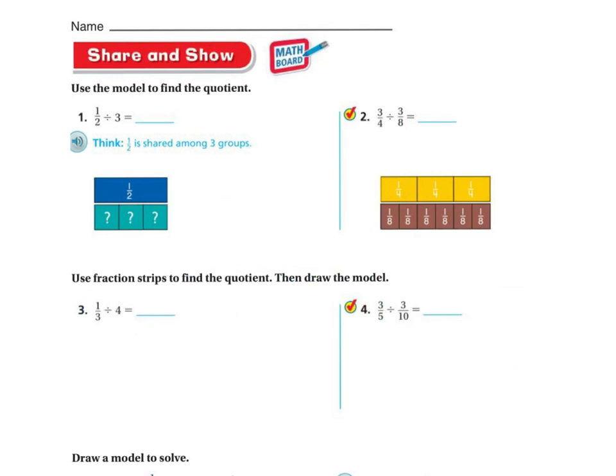All right, let's do 1 together in the share and show. Looking at number 1, we have 1/2 divided by 3. So you're going to use your fraction tiles. Here's my 1/2, and I need to divide it into 3 equal parts. You need to figure out which fraction is going to fit under that. If you've got your fraction tiles in front of you, you'll discover that 1/6 fits perfectly, 3 of them underneath the 1/2. So now we have our 1/2 divided by 3 is going to be 1/6.